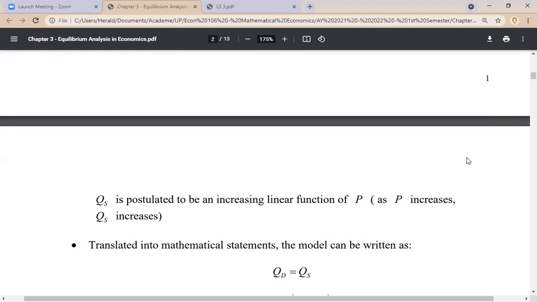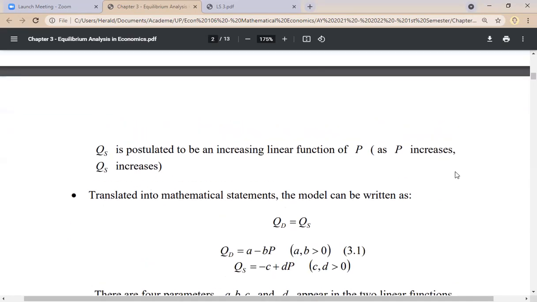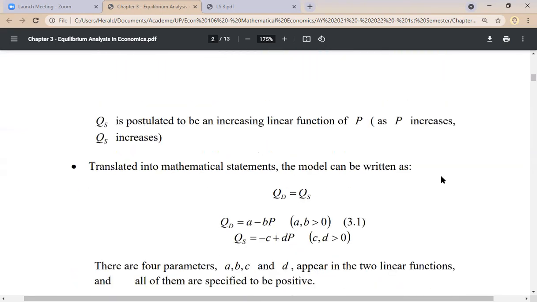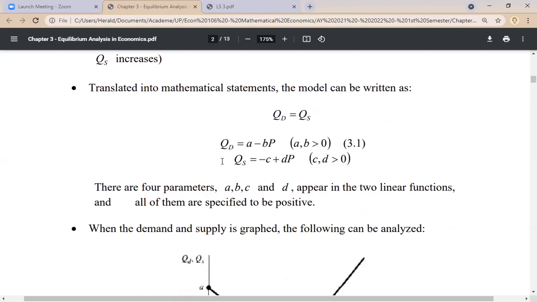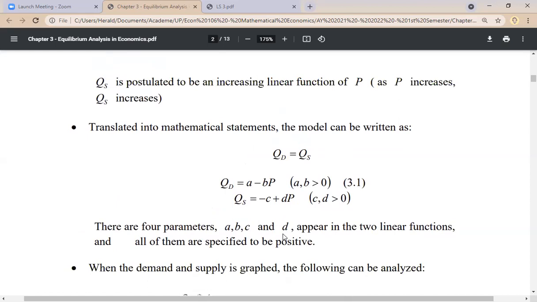Now, when translated, class, into mathematical statements, which would be the focus of the chapter, the model can be written this way here. Okay, so again, we'll have to go back to our theoretical basis to form this mathematical statement, indicating that this would be our equilibrium condition.